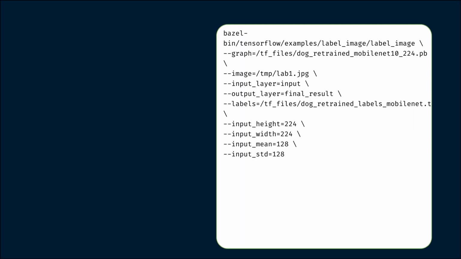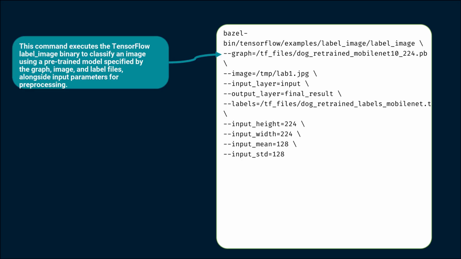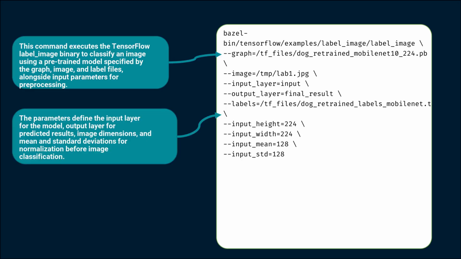Now let's see how we can test our retrained Mobilenet model using the label image tool, a straightforward method to evaluate its performance on image classification tasks. The command starts with invoking the label image executable, which allows us to process an image through our model. We specify the graph parameter to point to our retrained model file, which contains the learned weights of the Mobilenet. The image parameter indicates the path to the image we want to classify, and it should be a representative example of the type of content the model was trained on.